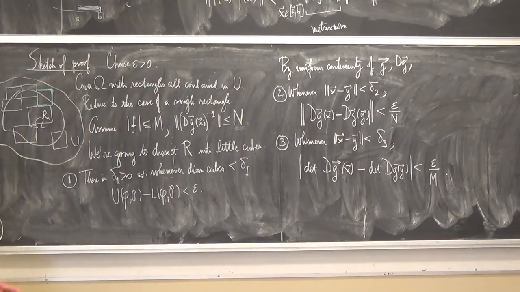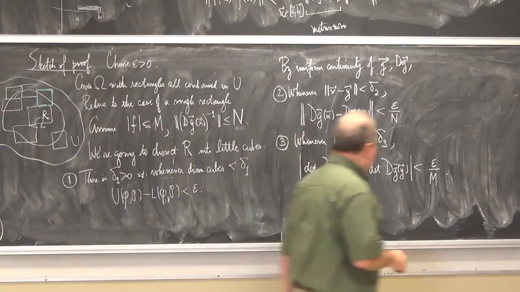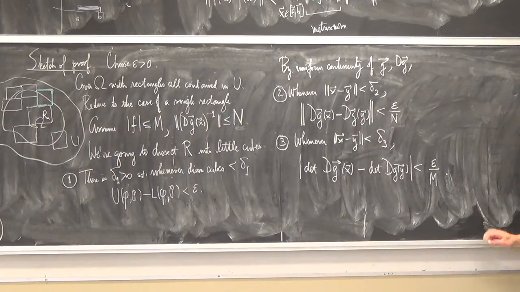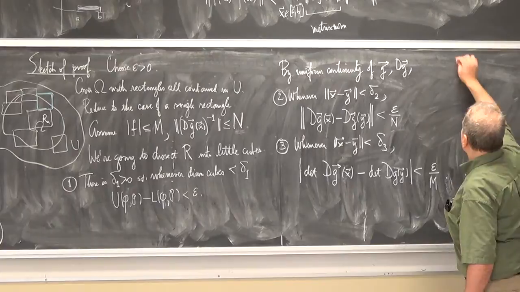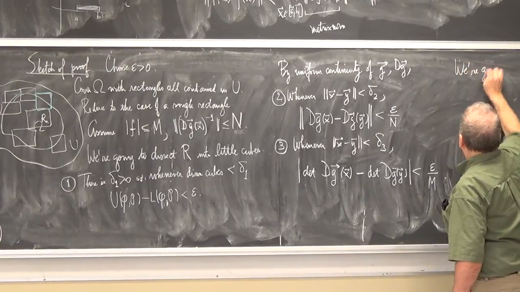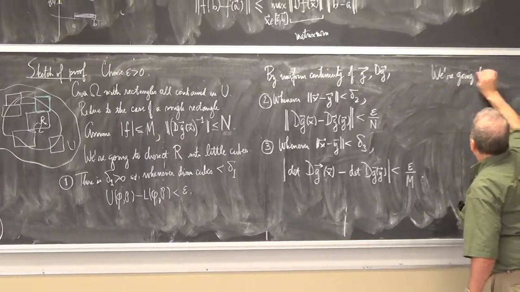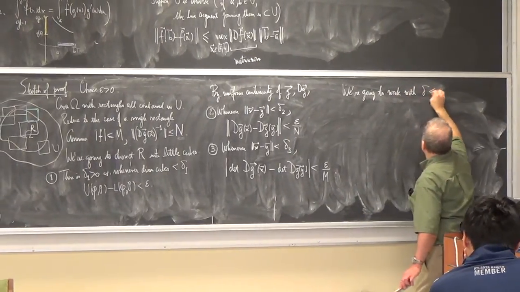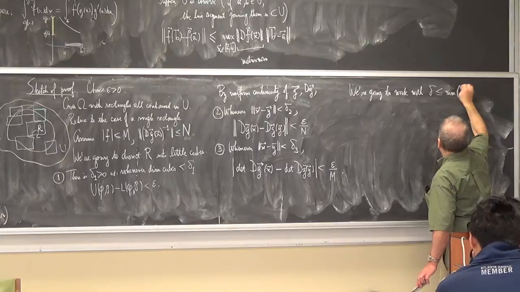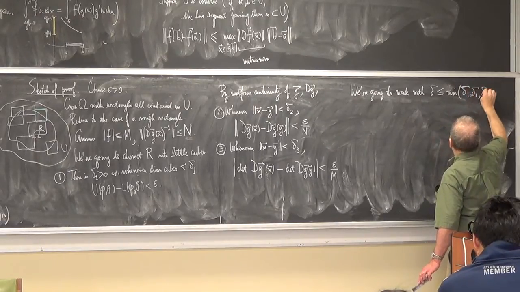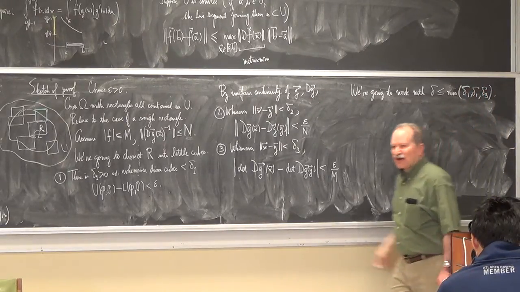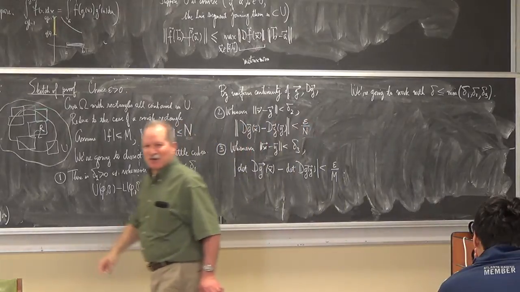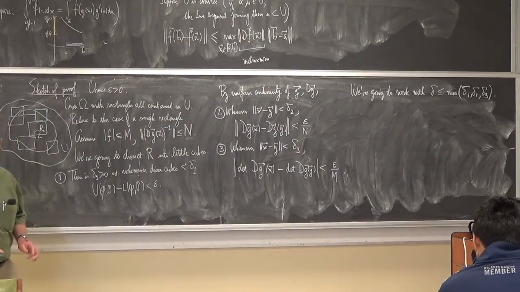All right, so I've put all these deltas into one magic bag, and I shake them up. And now we're going to work with a delta that's less than or equal to the minimum of all of those. So whenever I need some hypothesis, I make sure my delta is small enough. All right, now here comes the idea.